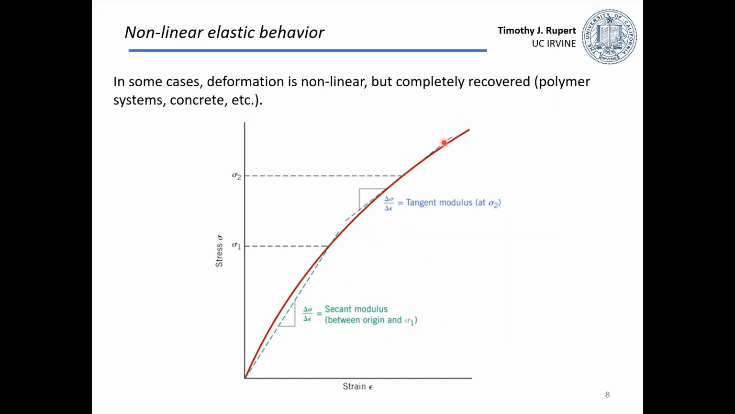You could look at the tangent modulus, so take some line that's tangent to this curve, and talk about that slope at any given point. Or you could talk about a secant modulus. So what happens if we take a line that starts at 0, 0 and comes up and intersects this point? Those are two different ways you could describe this curve at different points.